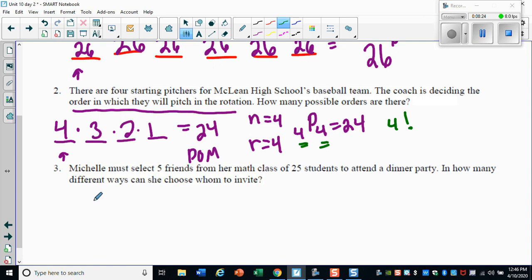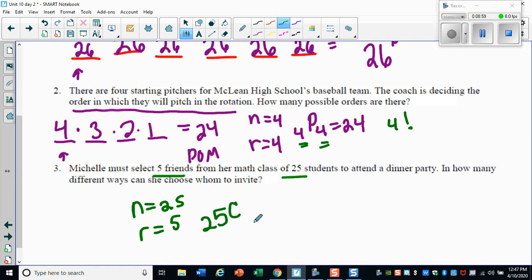Okay, so the last one says Michelle must select 5 friends from her math class of 25 students to attend a dinner party, and how many ways can she choose whom to invite? Okay, and this one, order does not matter because she's just choosing 5 friends from her math class. So this is combinations where n is 25. Okay, there's 25 friends. She's only choosing 5 of them.